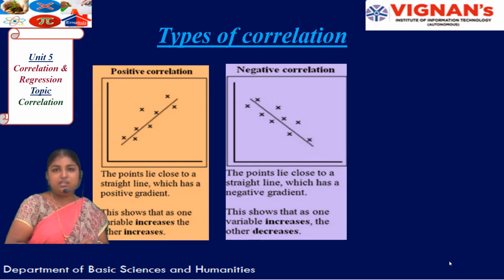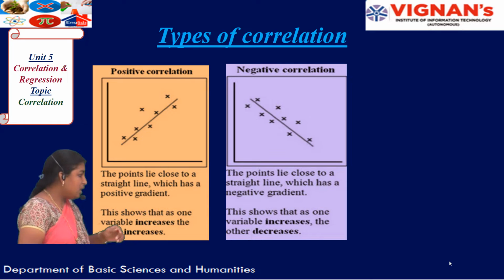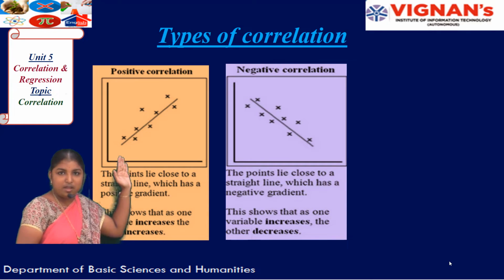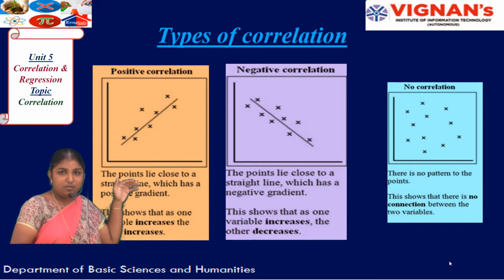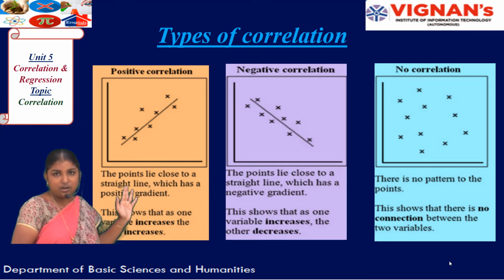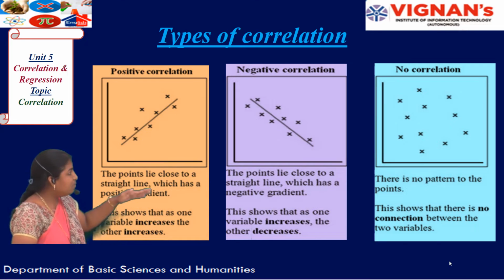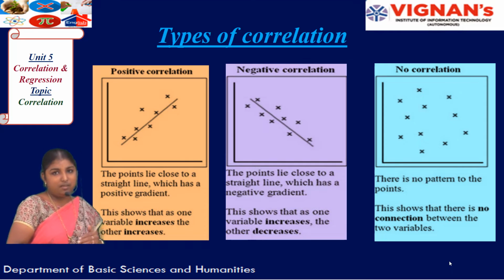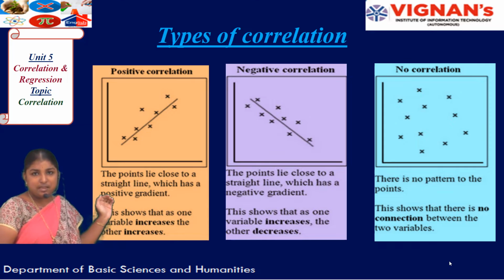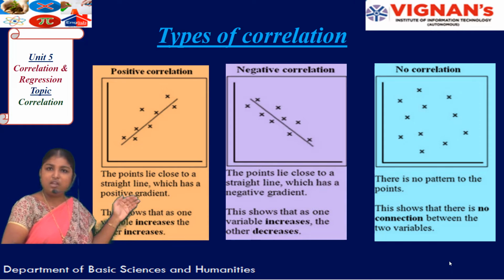And the other one is no correlation. Here x values and y values are given, and we plot the points like this. Here we do not have an increasing or decreasing order. That means one variable does not depend upon another variable. So there is no correlation between the x and y variables. These three are known as scatter diagram representations of correlation. A scatter diagram is a graphical representation of a correlation.